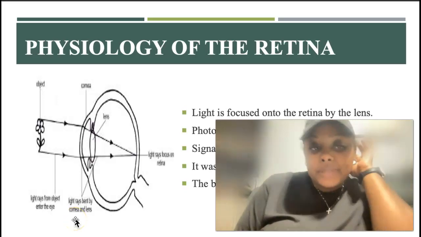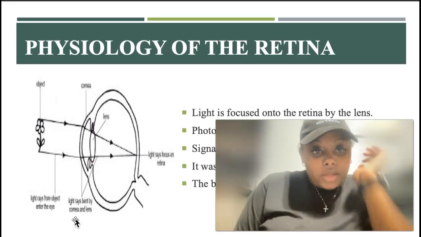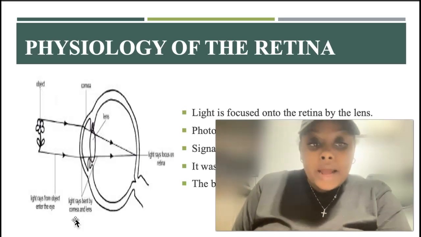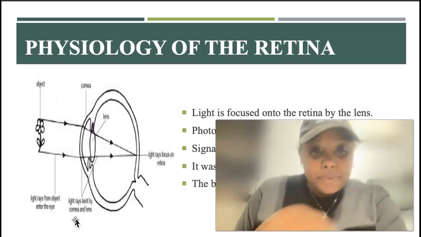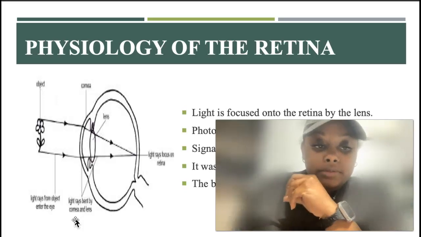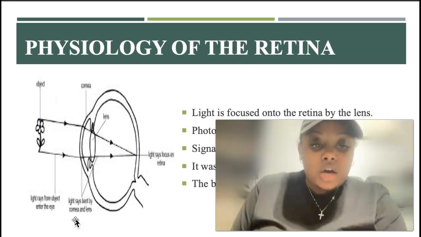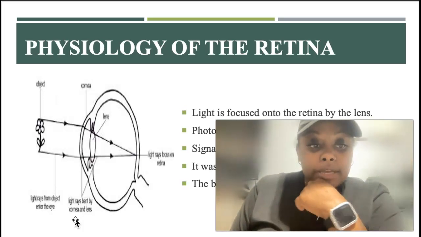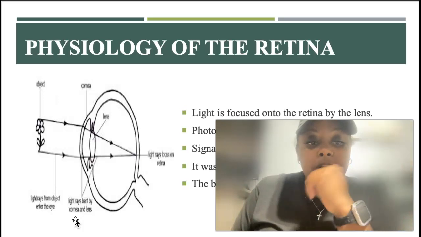In the photoreceptor layer, there are the rods and cones. The rods are responsible for scotopic or twilight vision. They detect dim light and contain photopigment, which is a derivative of vitamin A. Cones are responsible for photopic or daylight vision. They detect bright light and are responsible for color vision.